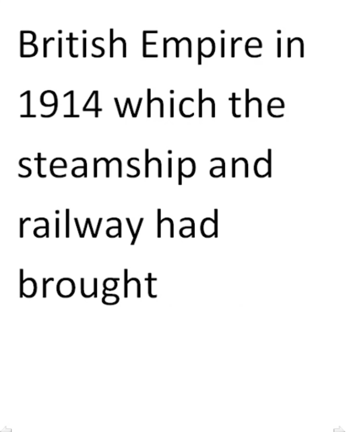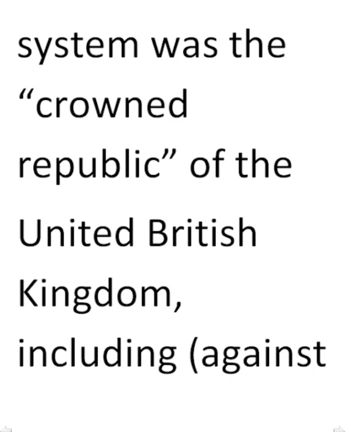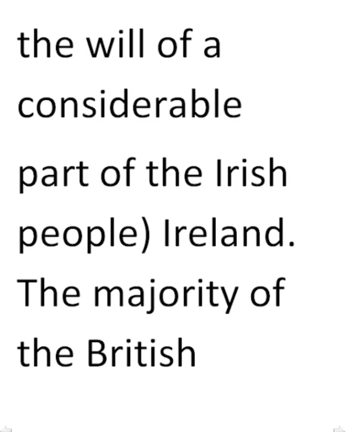We may note here briefly the varied nature of the constituents of the British Empire in 1914, which the steamship and railway had brought together. It was and is a quite unique political combination. Nothing of the sort has ever existed before. First and central to the whole system was the Crown Republic of the United British Kingdom, including against the will of a considerable part of the Irish people, Ireland.